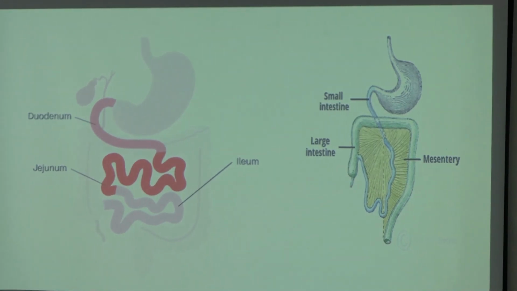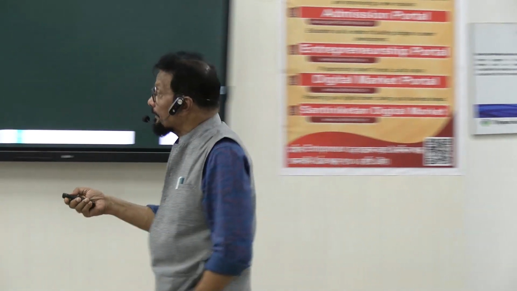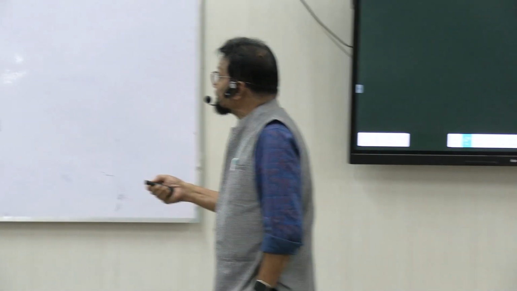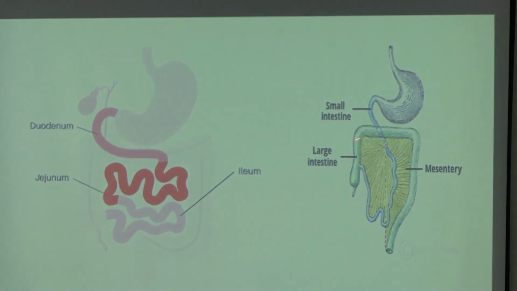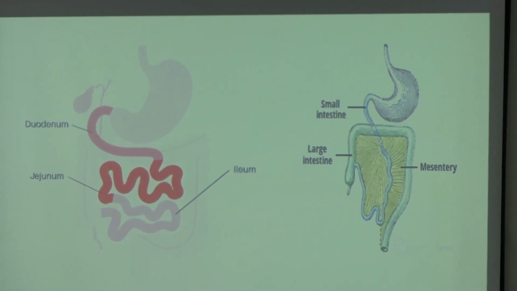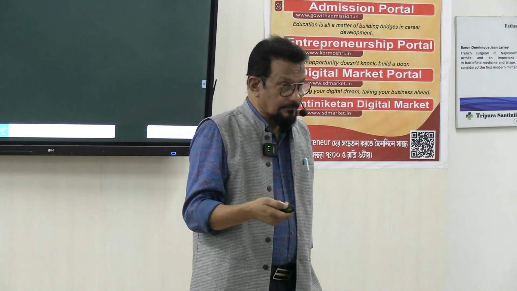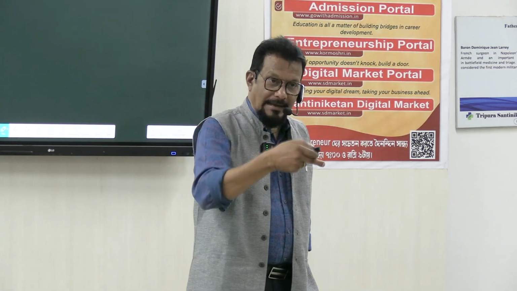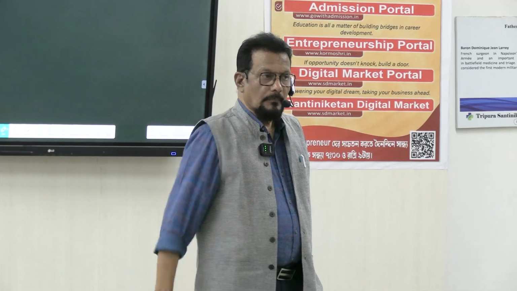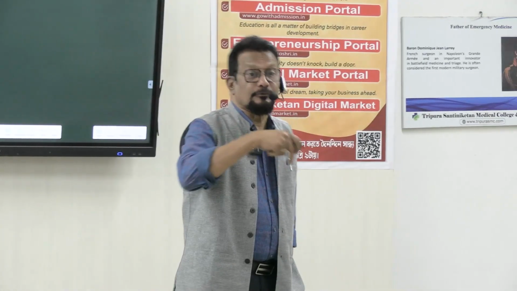The pancreas lies here. This is where the pancreas lies. The duct opens here. This duct is called the pancreatic duct. This duct and the common bile duct, they open into the duodenum through a common aperture, that is the ampulla of Vater. There will be one sphincter, as I said. So at the same time bile and pancreatic juice will enter into the duodenum.